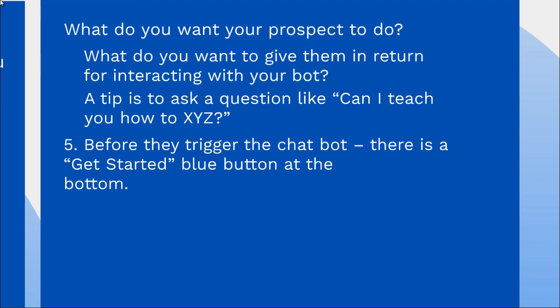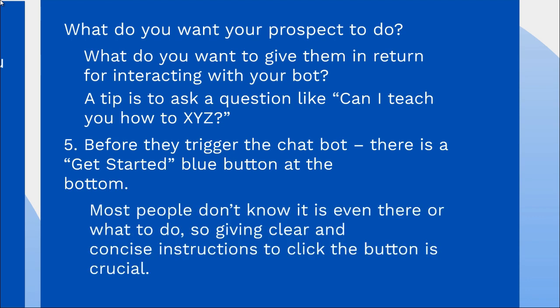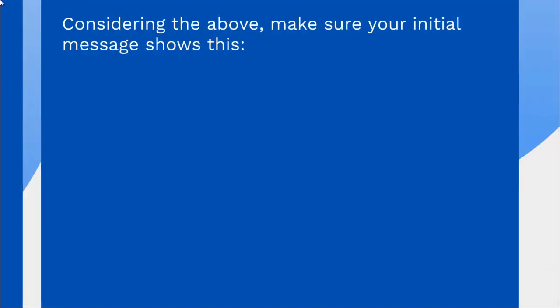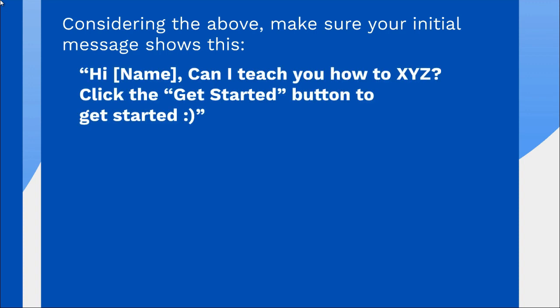Adding on top of that moves on to number 5. Before they trigger the chatbot or press that Get Started blue button at the very bottom, most people don't know it's even there. So like I said earlier, you need to be concise. You need to give clear instructions on what to do. So here's what you do. Considering the above, make sure that your initial message shows this: Hi, name. Can I teach you how to XYZ? Click the Get Started button to get started.